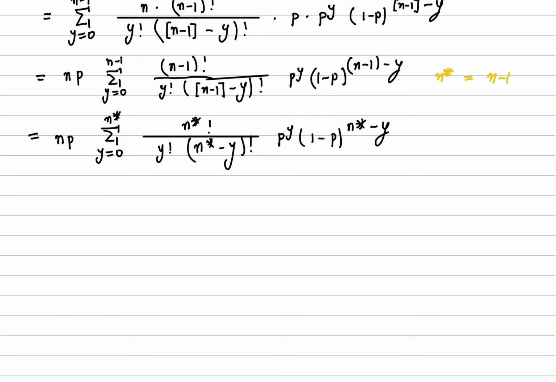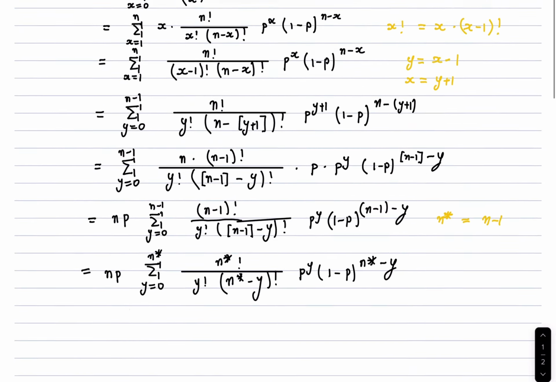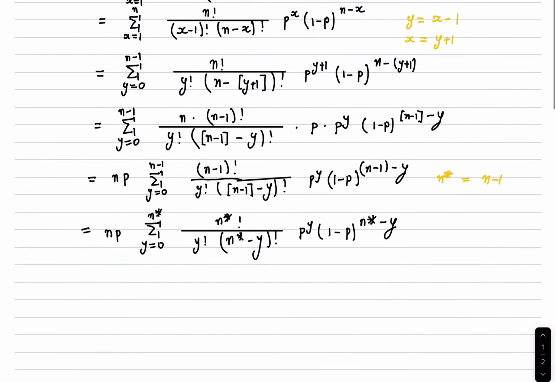And what do you notice? After all of that nice, long working, this is the PMF of a binomial distribution with parameters n star and p, if you recognize this expression here. And not only is that the case, we're actually summing the PMF over all the possible values of that binomial distribution, from 0 to n star.